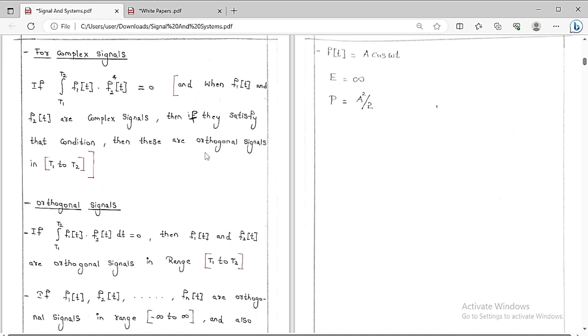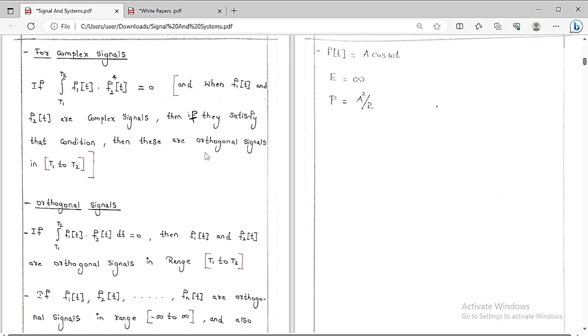So if you see, I already told you for real signals what the property of orthogonality is. Just multiply the two signals and integrate from t equal to minus infinity to plus infinity. If this value is equal to 0, then we can say those two signals are called orthogonal signals, right? Now, what is the condition for orthogonal signals for complex signals? Here f1 of t is a complex signal and f2 of t is also a complex signal.